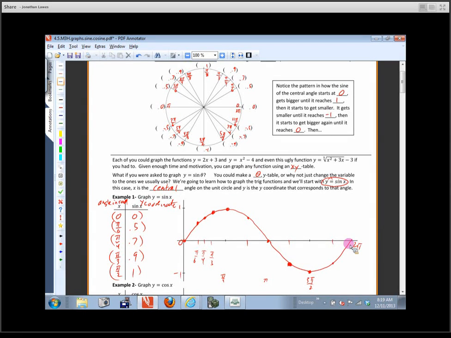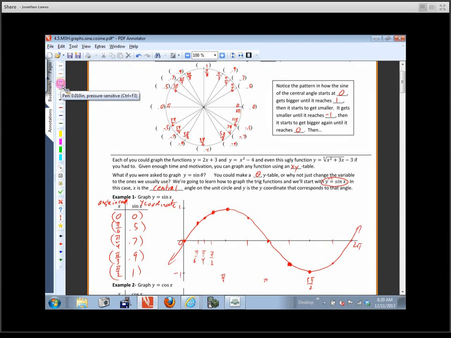Okay, and Brandon, what would happen if I continued letting this go around the circle? It would keep repeating that pattern. So it's going to go up here, and there's nothing that would prevent me from going the other direction. Now, I'm going to change colors here. Okay, are there any questions on this?